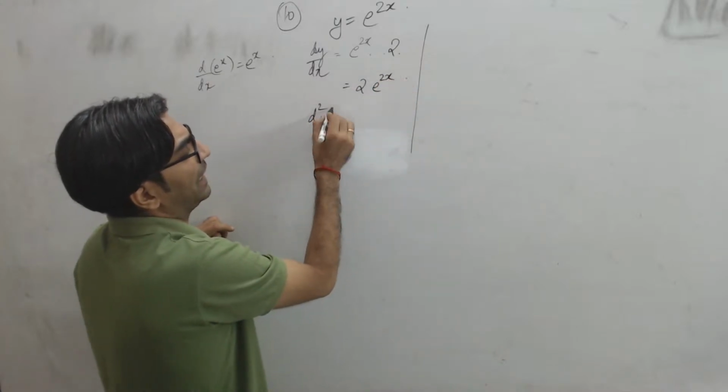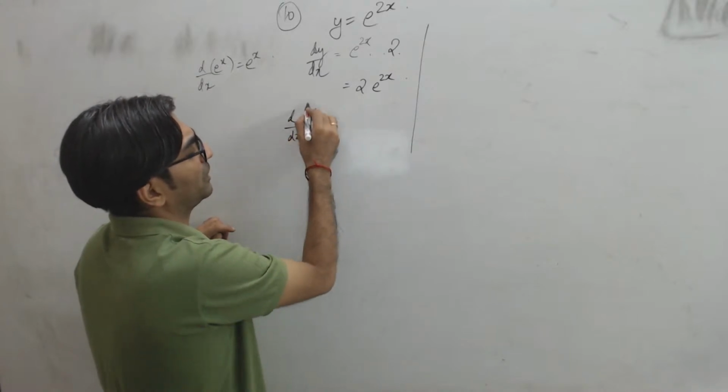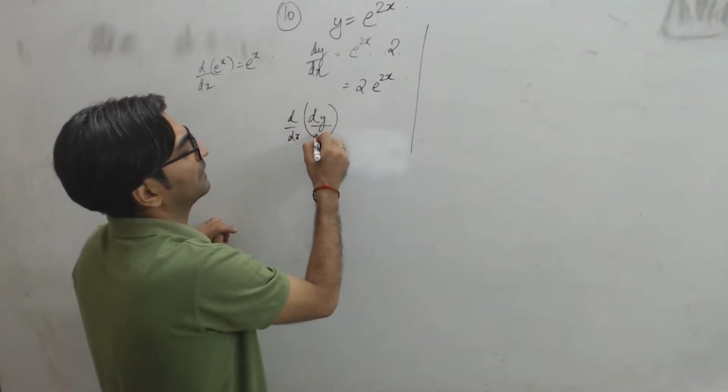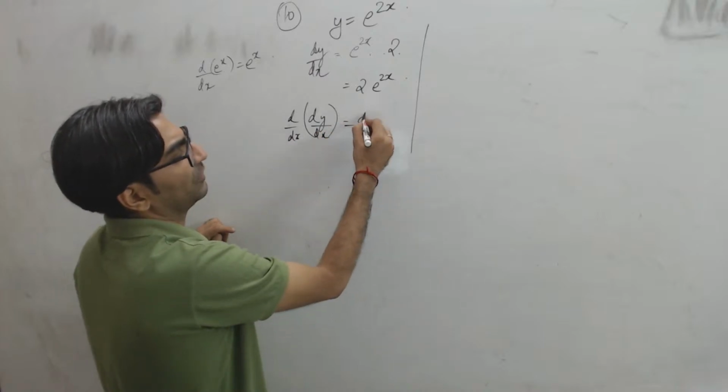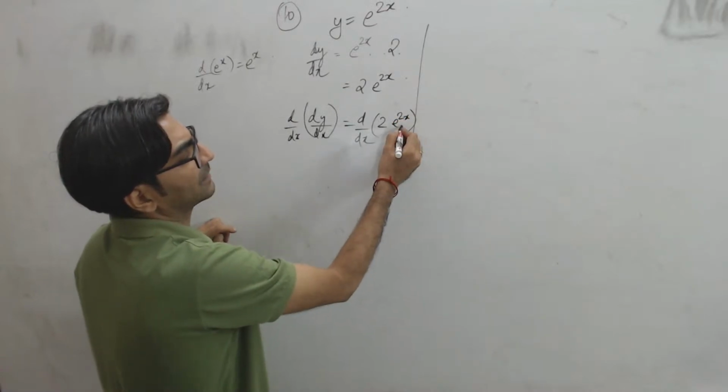And so d square y, if you differentiate this with respect to x, then you're trying to differentiate 2e to the power 2x.